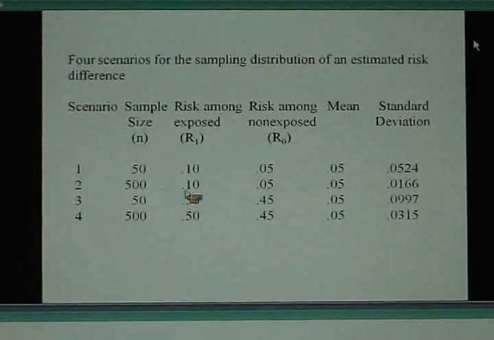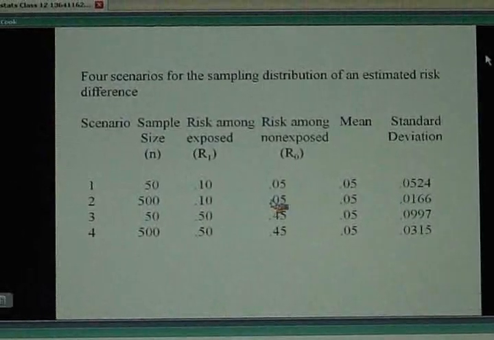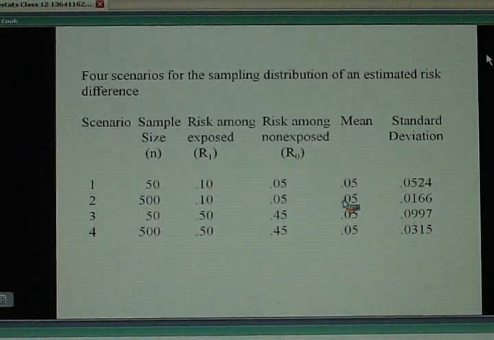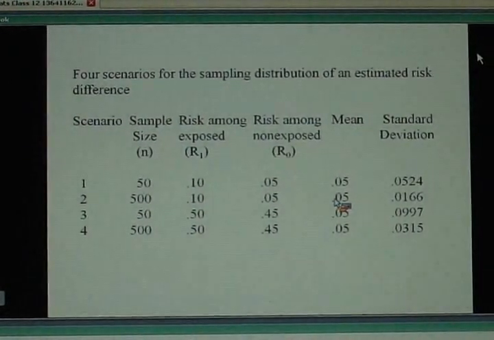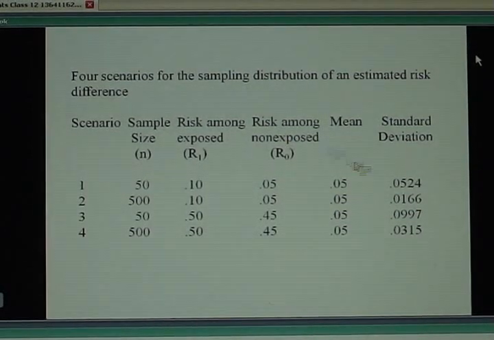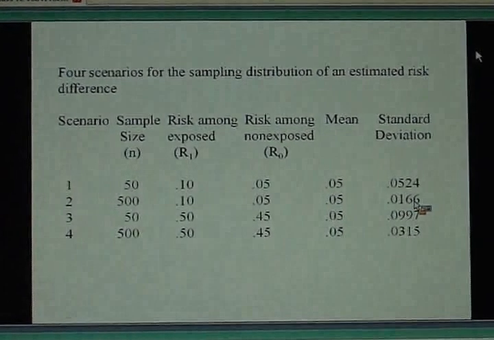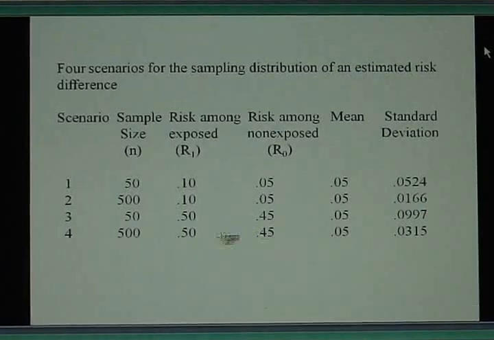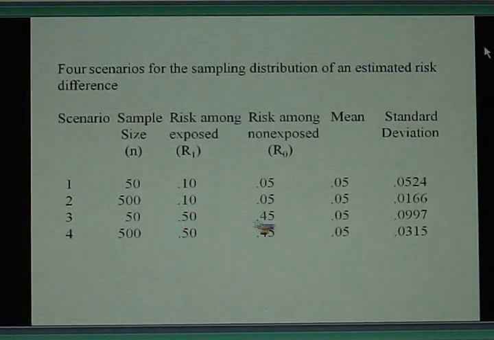Those together, take the square root, would equal 0.05. If you had 500 people in each group, 500 people with a risk of 10%, 500 people with a risk of 5%, again, the average of all those risk differences from study to study should average out to about 5%, but now the standard deviation in those numbers would be 0.0166.